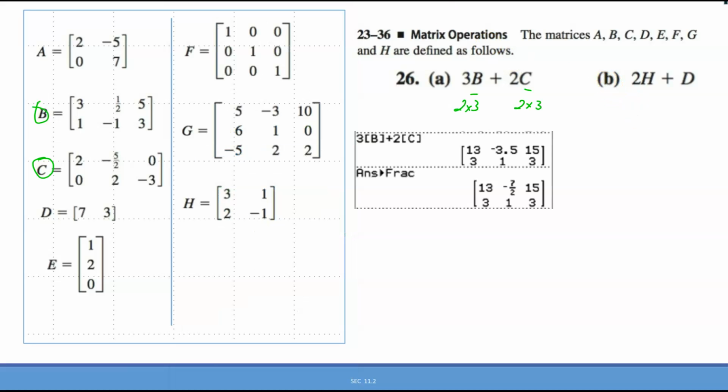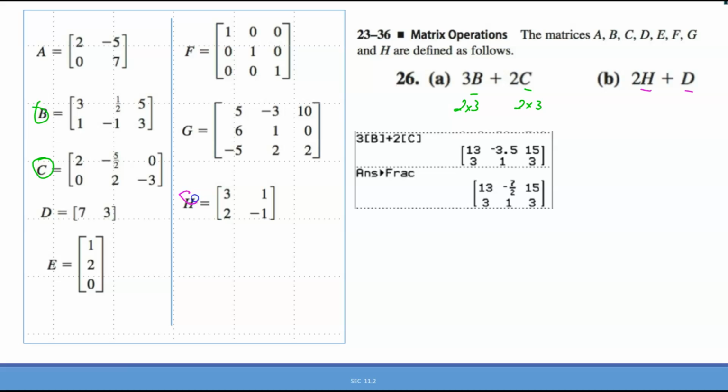Okay, so let's look at problem number 26b. We have that constant 2 times H, so that's scalar multiplication, and then we have added to D. So we're multiplying the scalar 2 times H, and then we're going to add that to matrix D. Okay, so before we do anything, we always check our sizes.